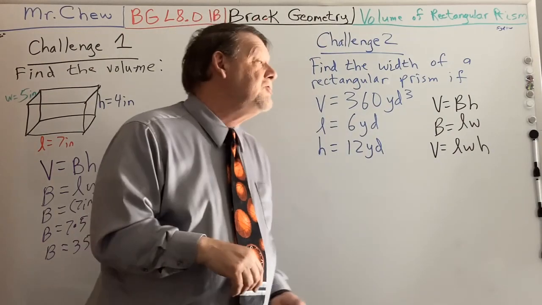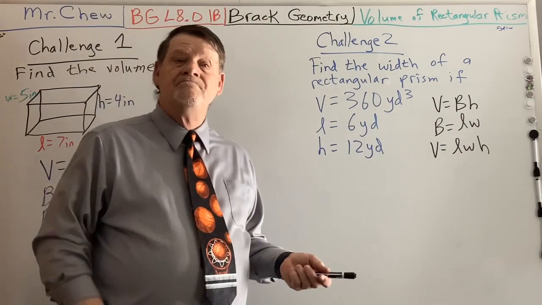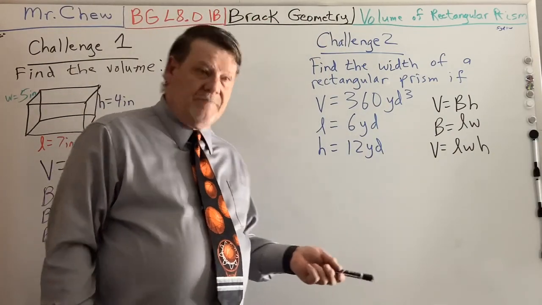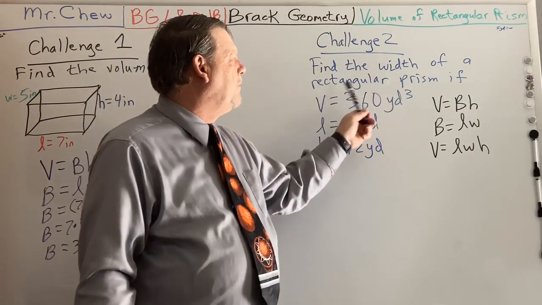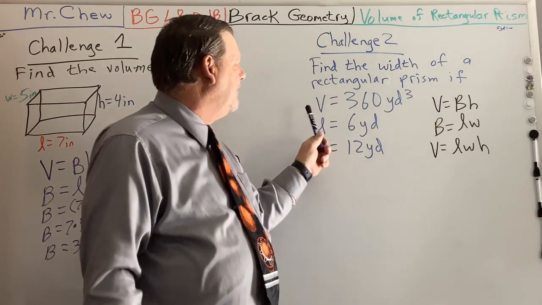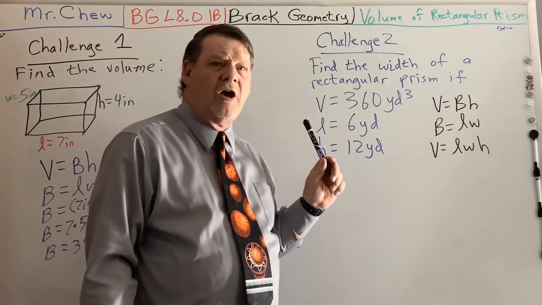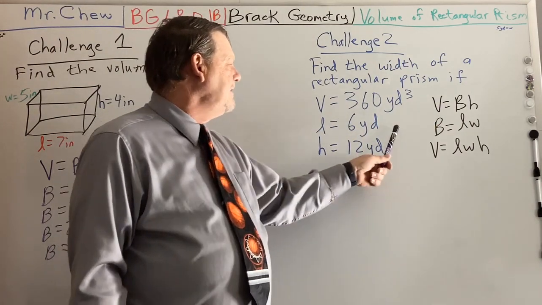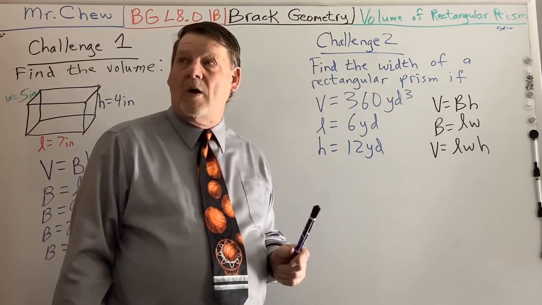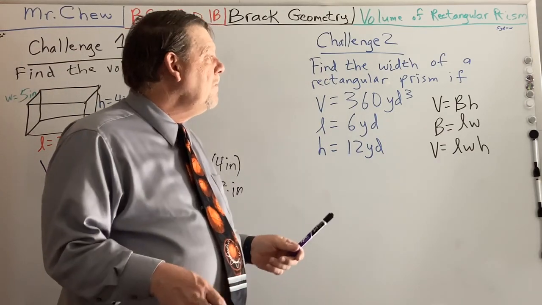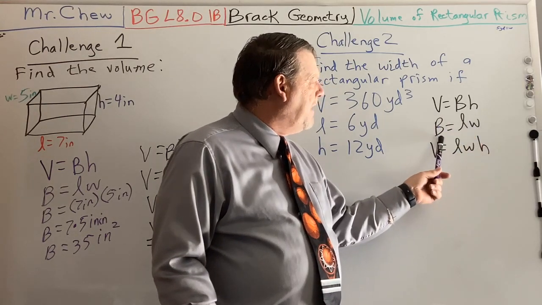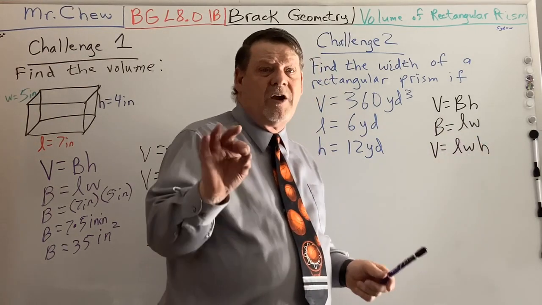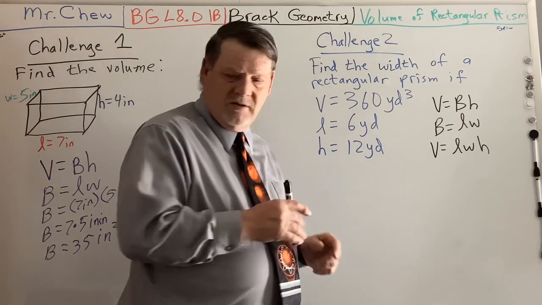All right, so in a more complex problem, a word problem, we're asked to find the width of a rectangular prism if the volume is given at 360 yards cubed, the length is 6 yards, and the height is 12 yards. So we have to use a formula, volume equals base area times height, but remember the base area is the length times the width. So here's where you have to tweak that a little bit.